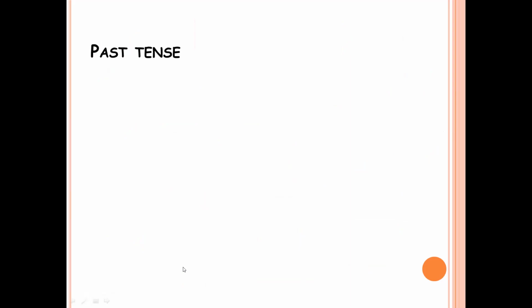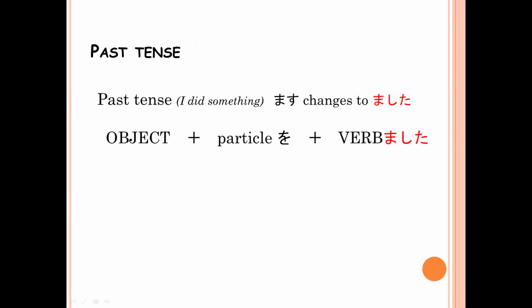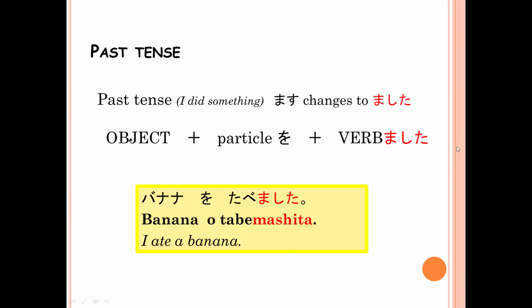Now, if it is past tense, the previous ones were present tense. If it is past tense, what do we have to do? In the past tense, masu has to be changed to mashita. If it is past tense, I did something, I already did something, the sentence is object plus particle plus verb written with mashita. Banana o tabemashita. I already ate. I ate a banana. It's a past tense sentence, right? Banana o tabemashita. Like that, you have to replace and write.